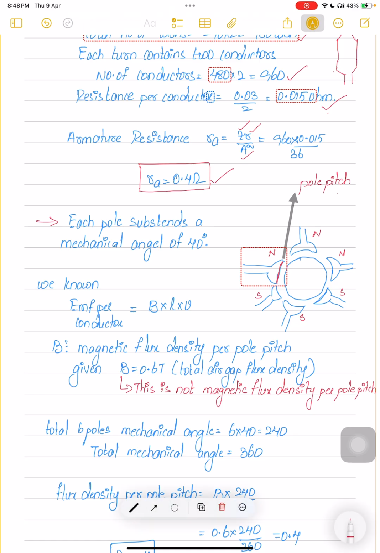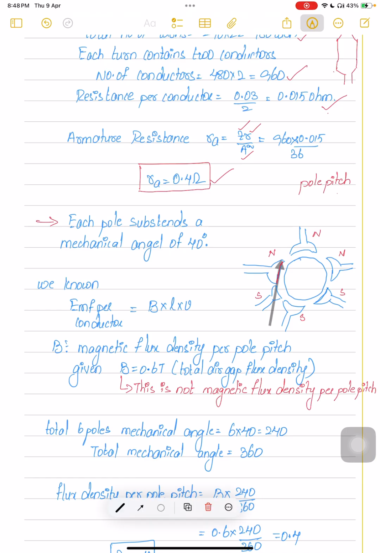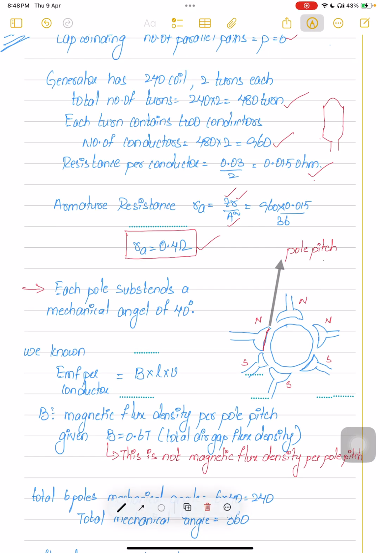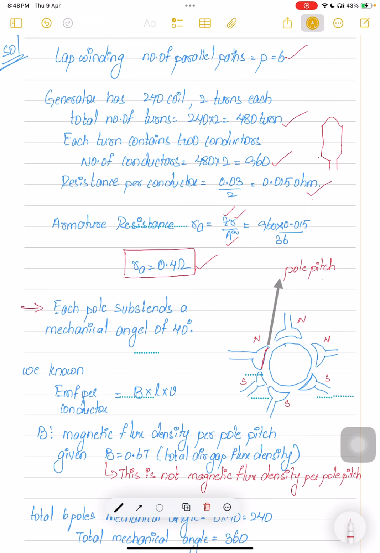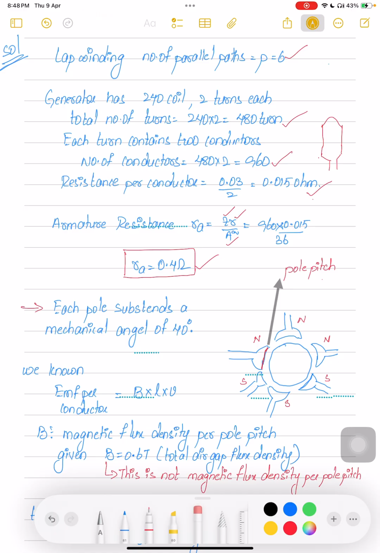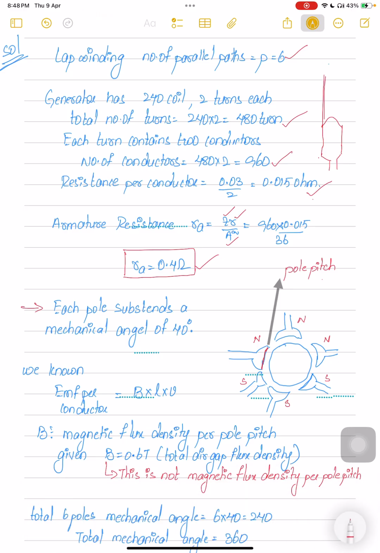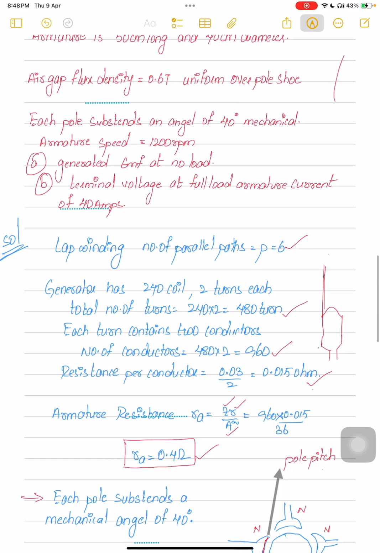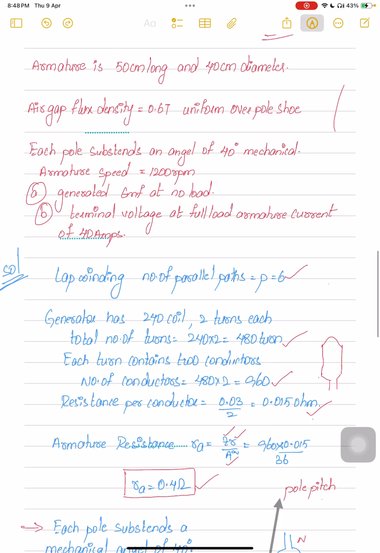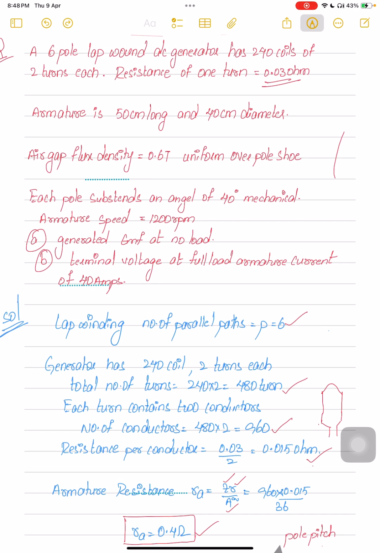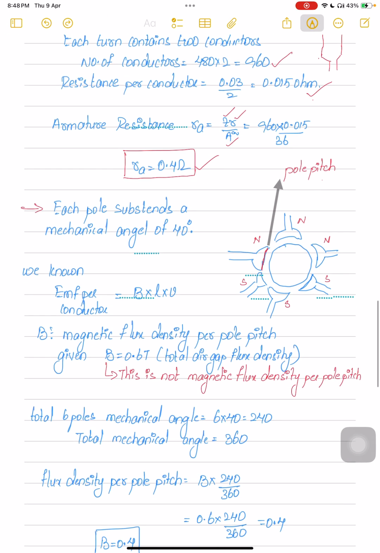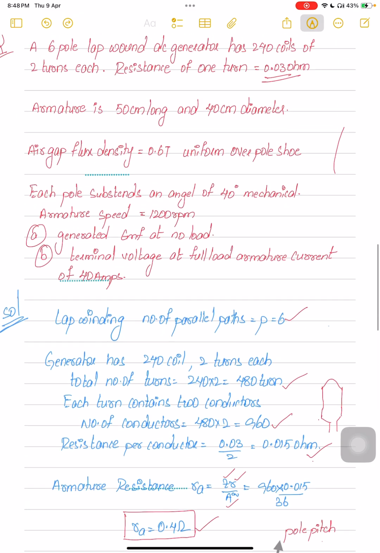They have given the average air gap flux density is 0.6 Tesla, and each pole subtends an angle of 40 degrees mechanical.